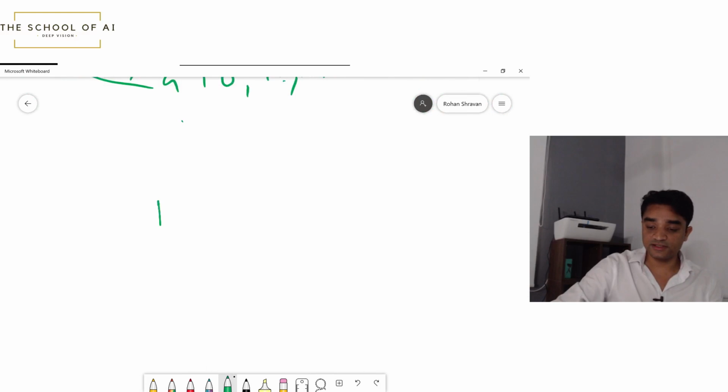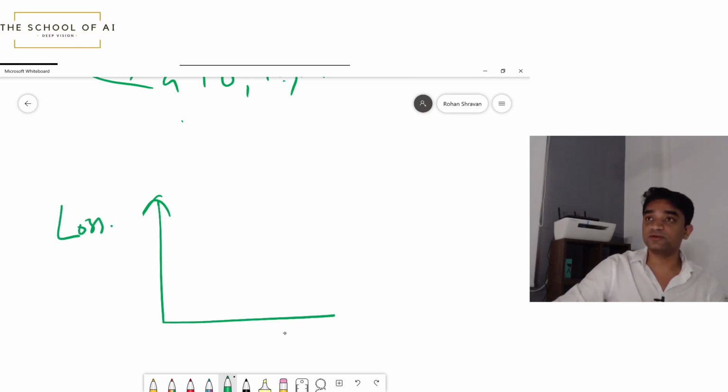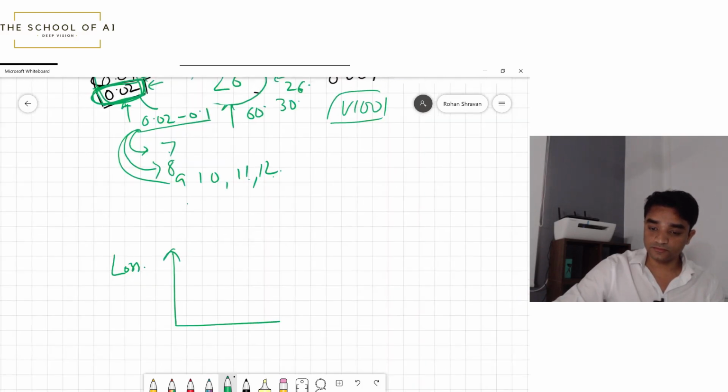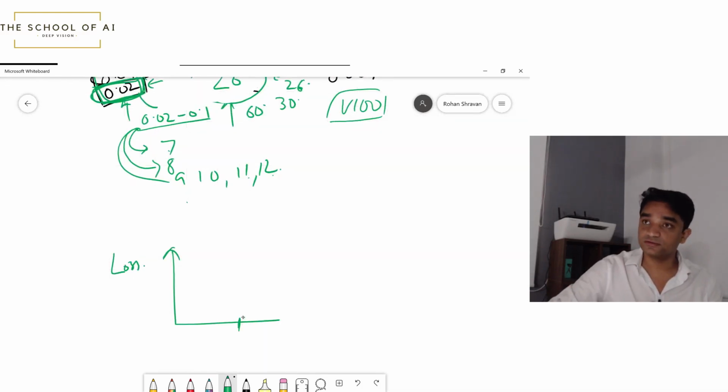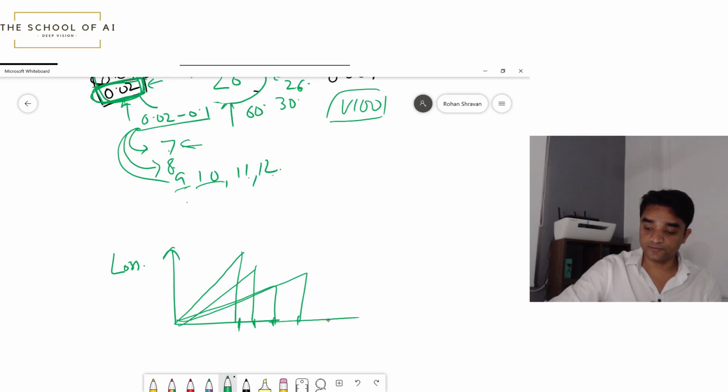Now this is the accuracy or the loss curve. We are interested in loss actually. This is the loss value, and these are the different tests I ran. When I ran for 7 epochs, I'm going to get this line. When I ran for 8 epochs, I'm going to get, let's say, this line. When I ran for 9 epochs, let's say I got this line. Lower loss is a good thing for me. When I ran for 10 epochs, I got this line. I ran for 11 epochs, I got this line, and 12 epochs, I got this line.